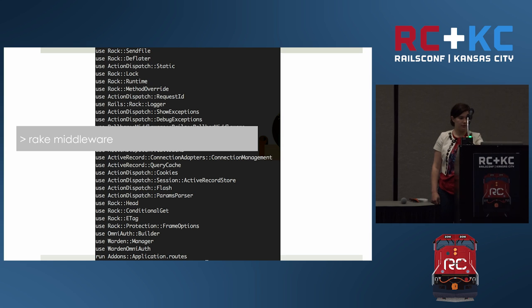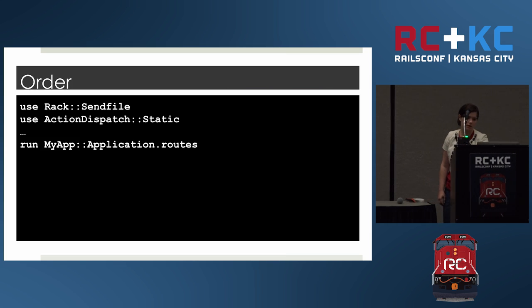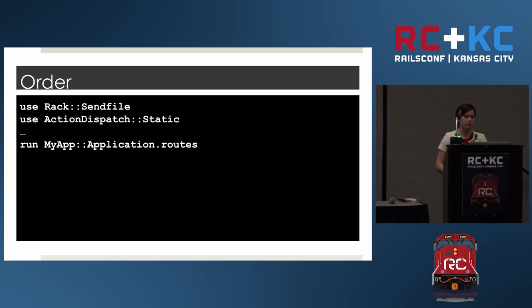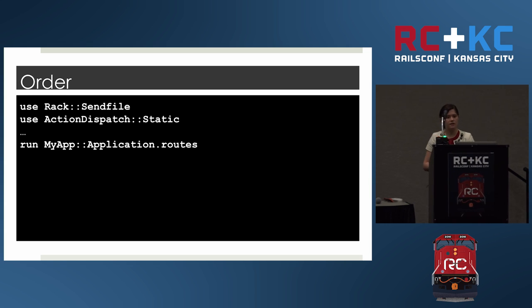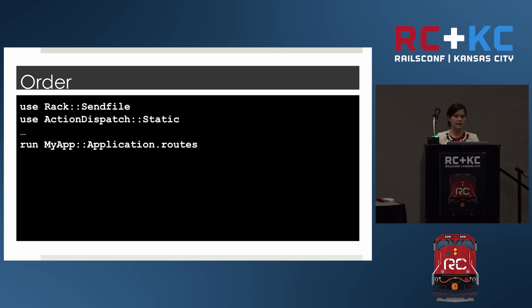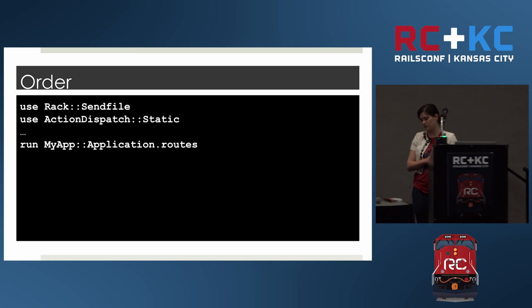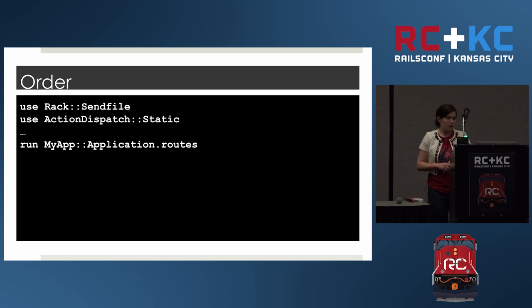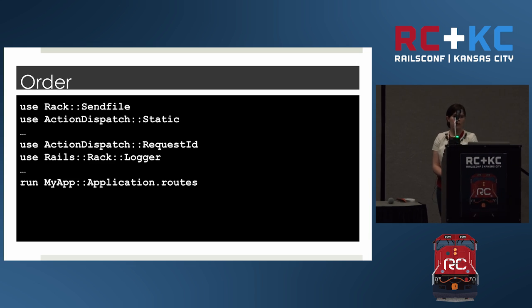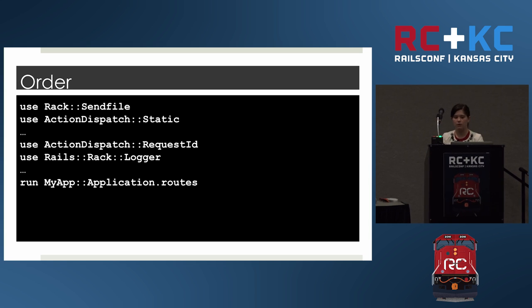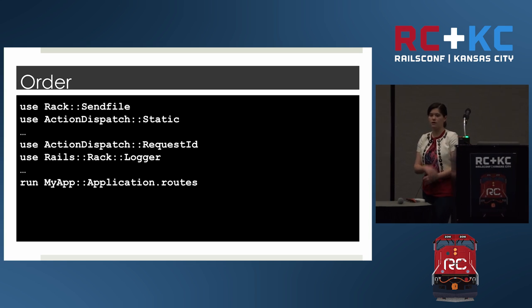Let's look at some examples of how order can be a difficult thing and cause bugs for you. Take the example of returning immediately for static file requests. We can see at the top of the rake middleware command that Rails is going to immediately respond with static files. We can also see down below that Rails is setting up the request ID and logging for the individual request.